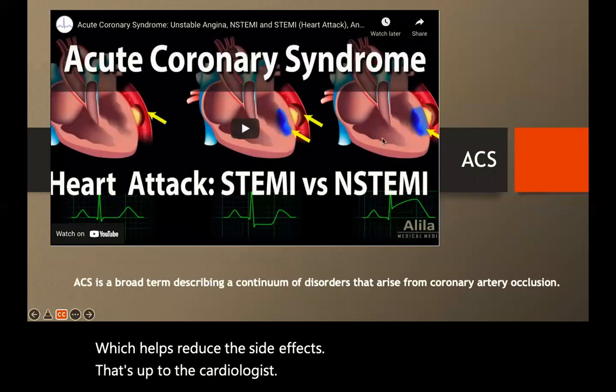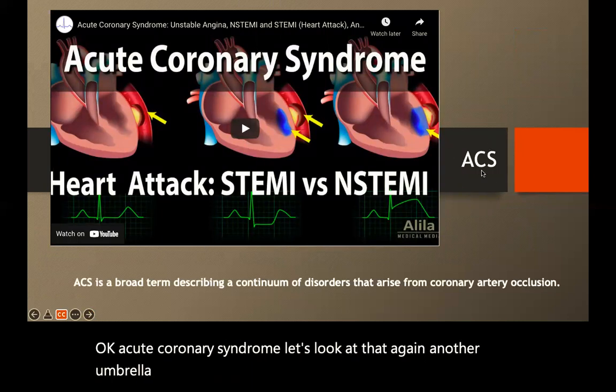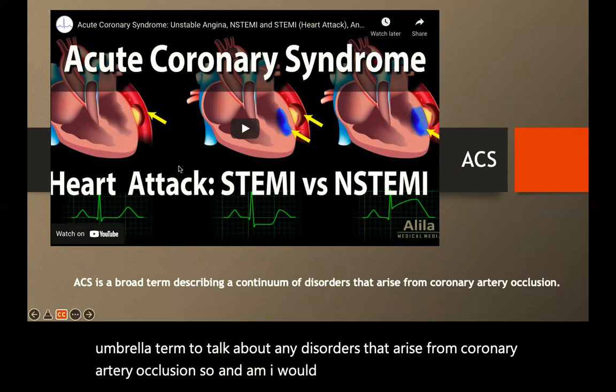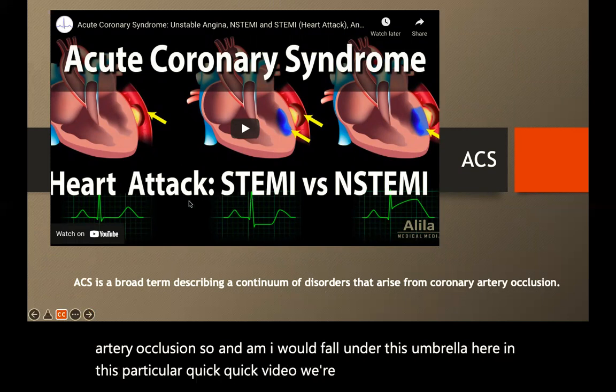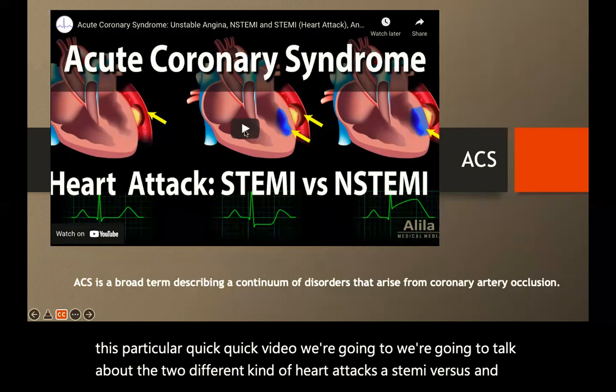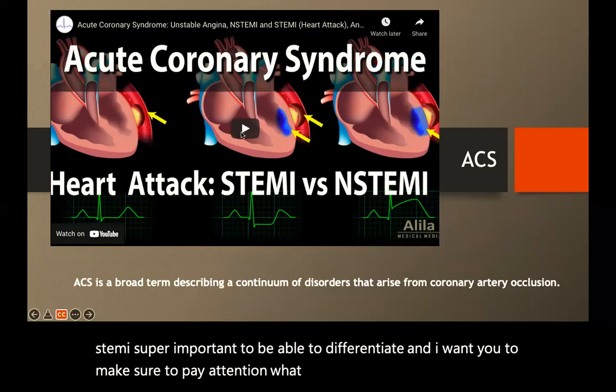Okay, acute coronary syndrome. Let's look at that. Again, another umbrella term to talk about any disorders that arise from coronary artery occlusion. So an MI would fall under this umbrella. Here in this particular quick video, we're going to talk about the two different kinds of heart attacks, a STEMI versus an NSTEMI. Okay, super important to be able to differentiate, and I want you to make sure to pay attention to what the EKG will manifest with these particular types of heart attacks.